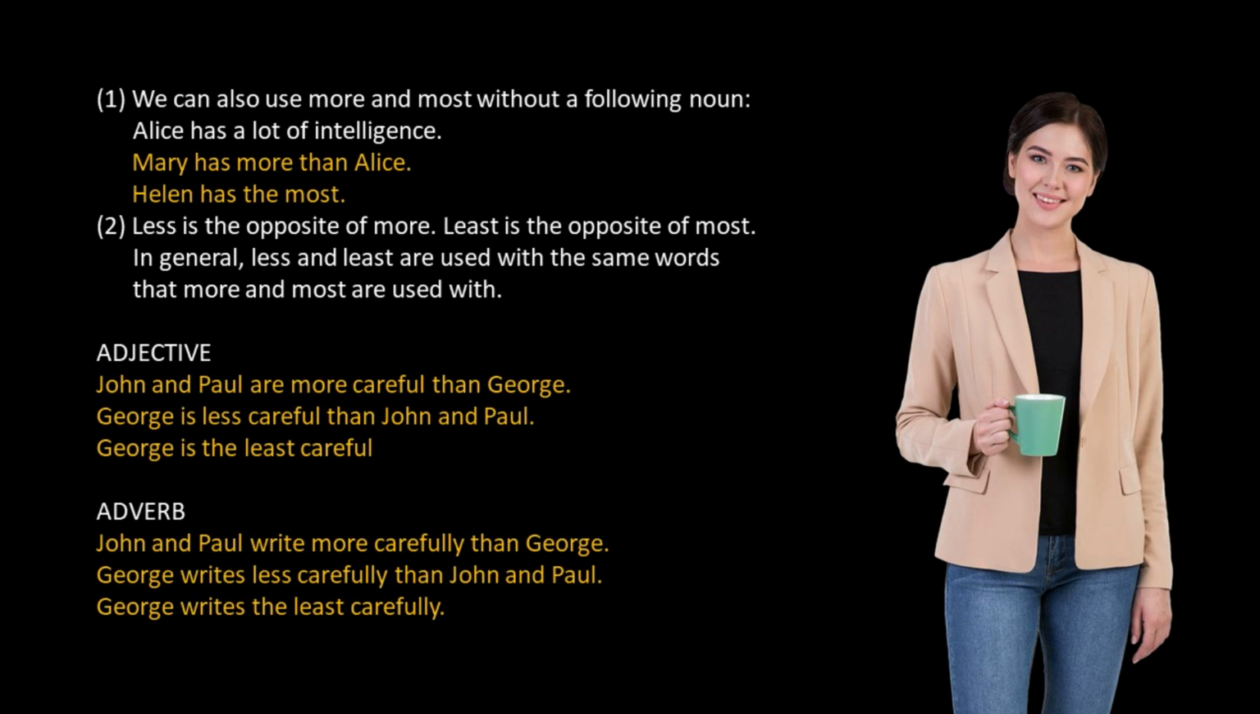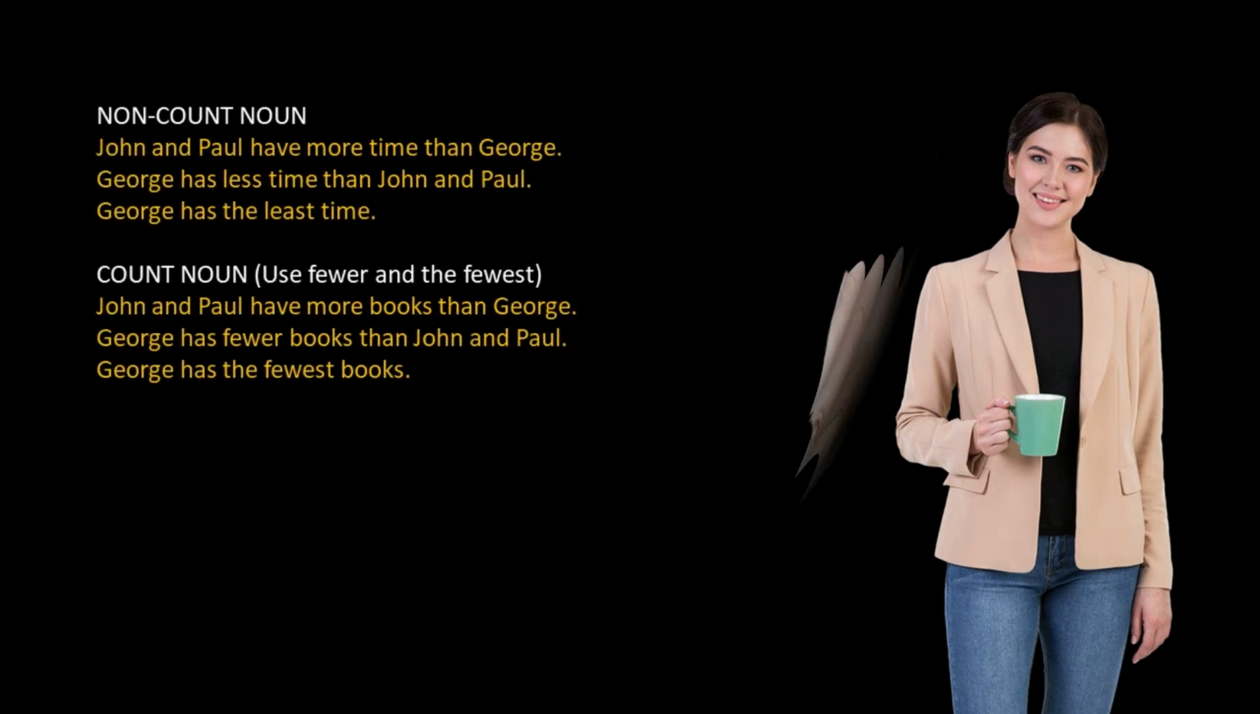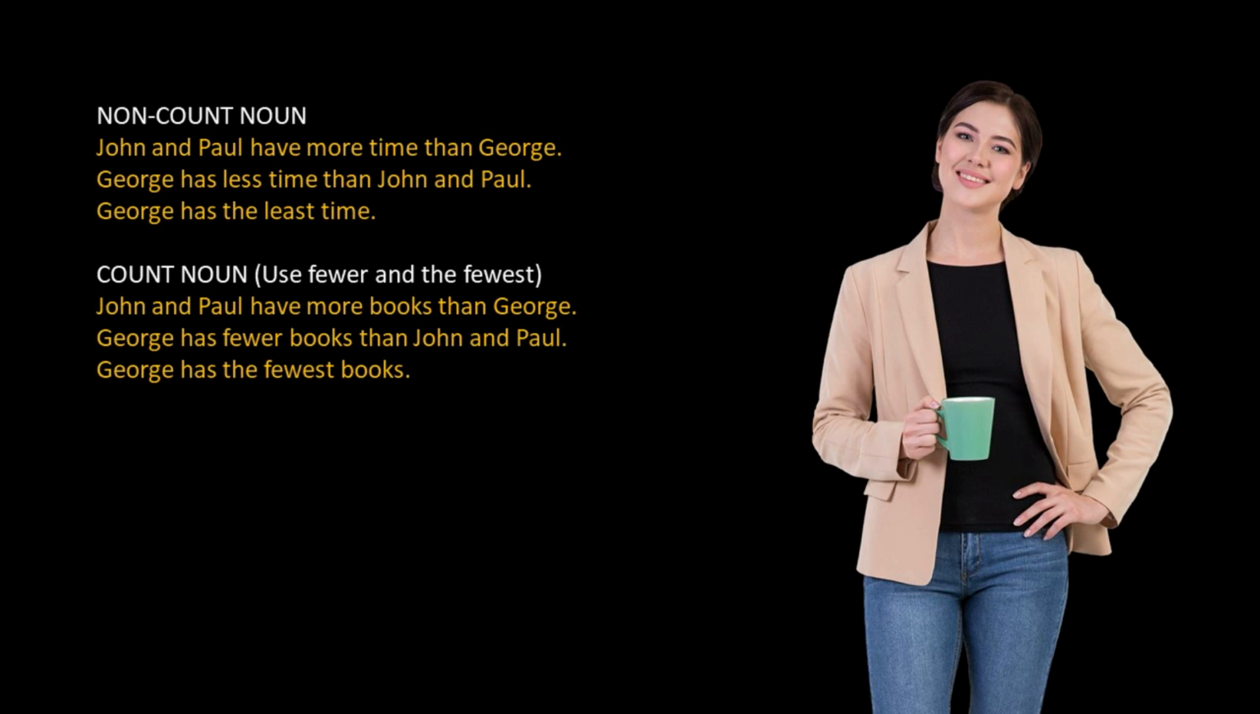Adjective. John and Paul are more careful than George. George is less careful than John and Paul. George is the least careful. Adverb. John and Paul write more carefully than George. George writes less carefully than John and Paul. George writes the least carefully. Non-count noun. John and Paul have more time than George. George has less time than John and Paul. George has the least time.